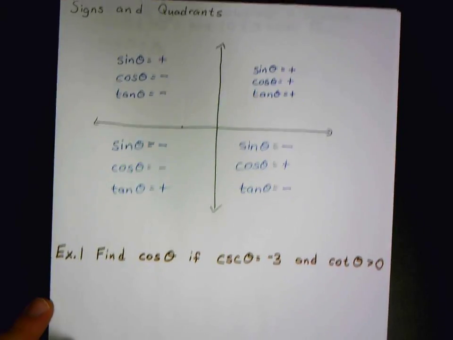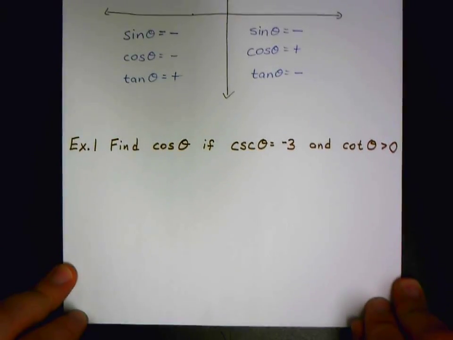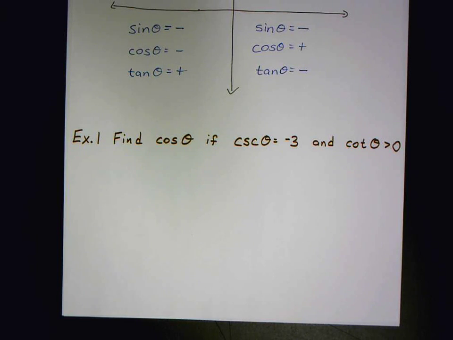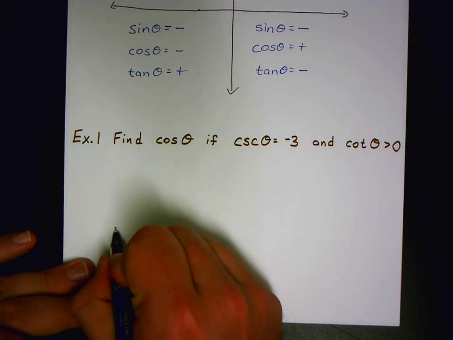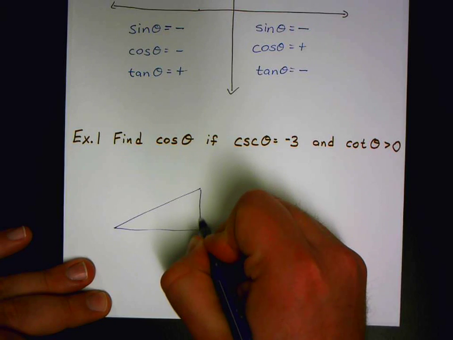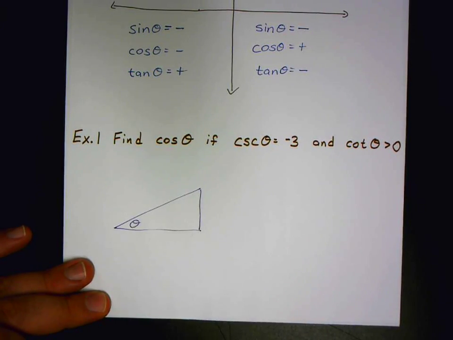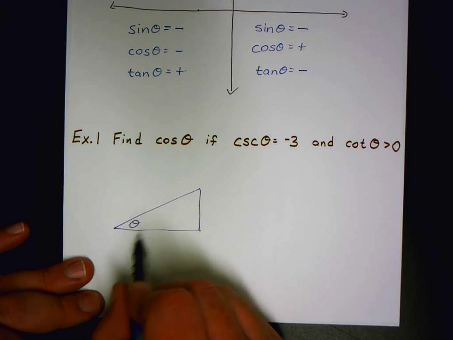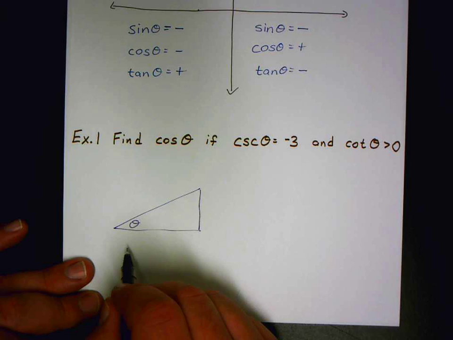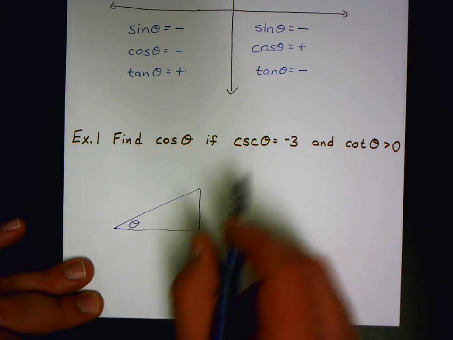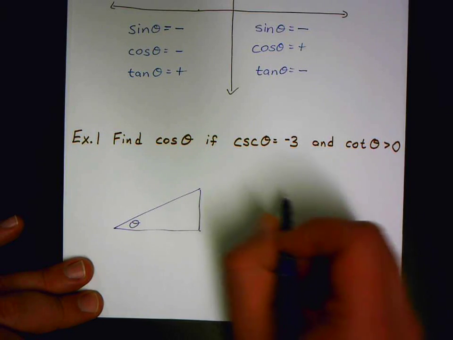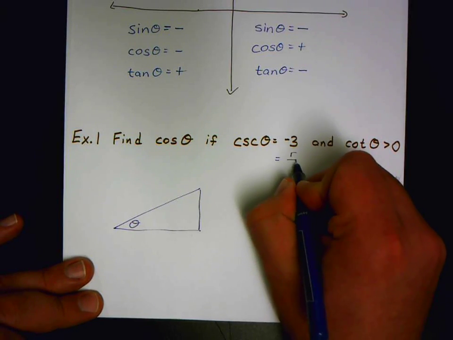All right, so 2 more examples, just things in the book. So you have some problems like that. Find cosine of theta if cosecant of theta is -3 and cotangent of theta is positive. Okay, I'm going to use a reference angle. So first of all, doesn't matter how I draw my triangle if we're dealing with reference angles. Cosecant deals with y values, right? Cosecant is r over y.